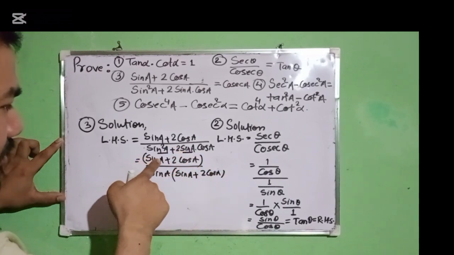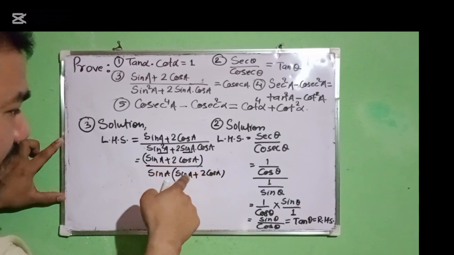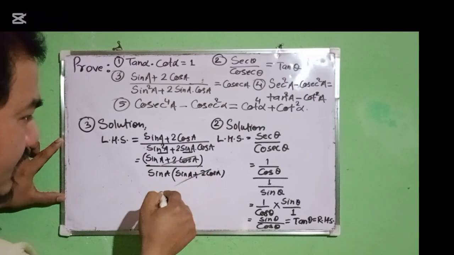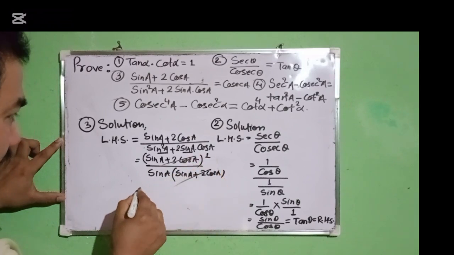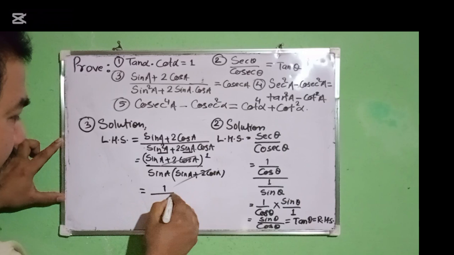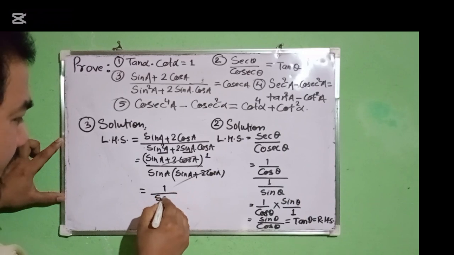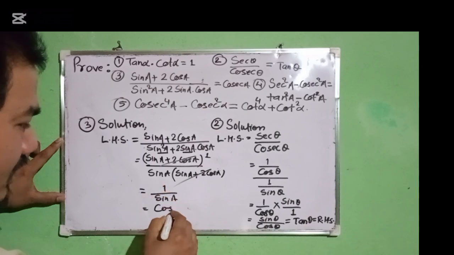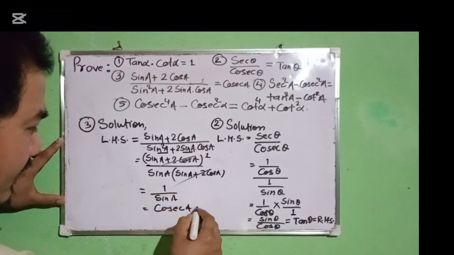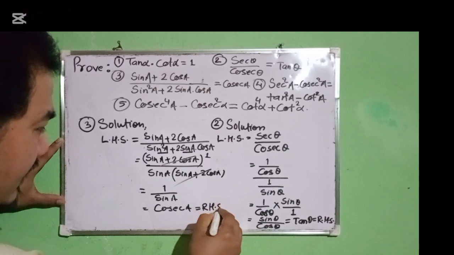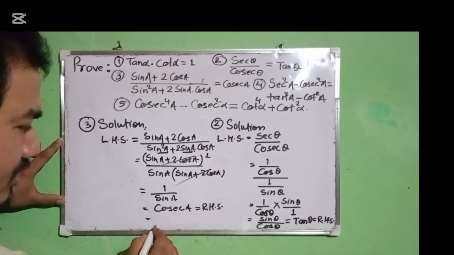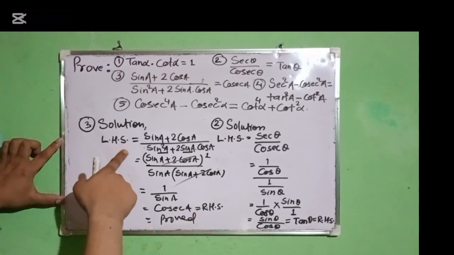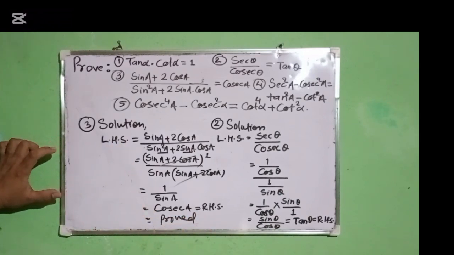Here is left sin A plus 2 cos A in the bracket, and it is also up in the numerator, sin A plus 2 cos A. That's why we can cancel this and this. 1 remains, and here 1 by sin A is left, and we know 1 by sin A is the reciprocal relation. This is cosec A. This is our right hand side. So we solved the left hand side and we got the right hand side, cosec A. It is proved.